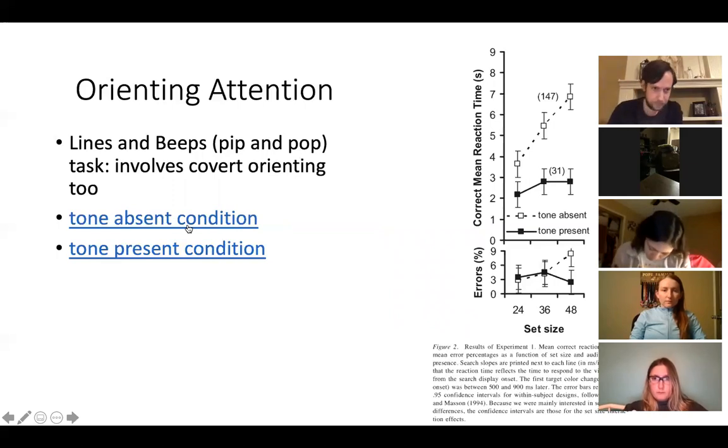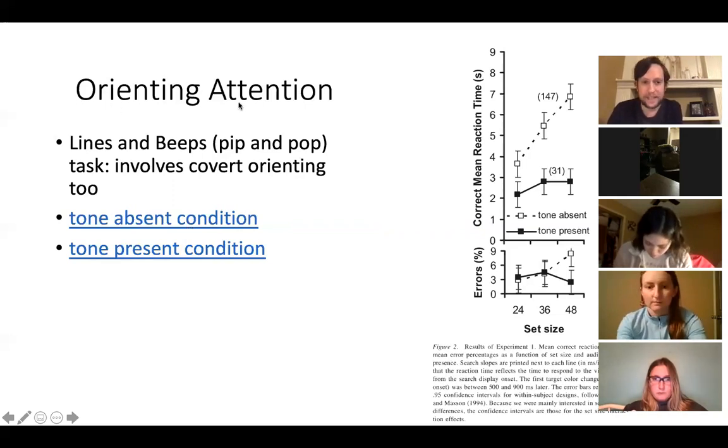So this is called the lines and beats task, or it's actually more formally known as the pip and pop task. And it involves orienting attention. Orienting attention is a subtype of attention basically. And this is the way most of the attentional studies we've talked about have worked. It's basically when you have an attentional cue, which encourages you to deploy your attention to some specific point in space. And so this is just another example of a study looking at how an attentional cue can influence the way your attention is oriented to a certain point in space.